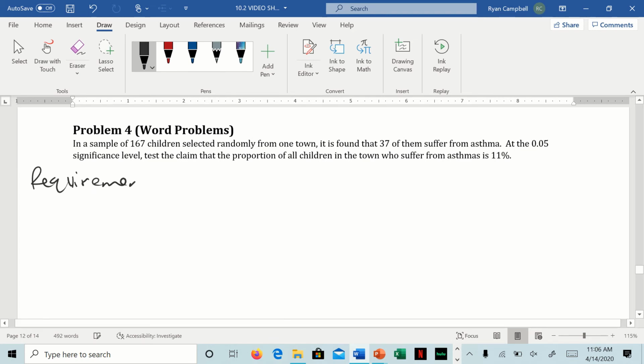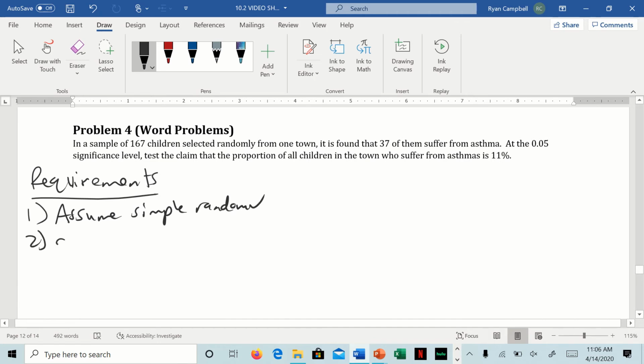So requirements. Number 1, it doesn't tell us how they got their people. It just says selected randomly, so we can just assume it was simple random. Number 2, are there 2 different cases? Yep. Either they have asthma or they don't. Number 3.